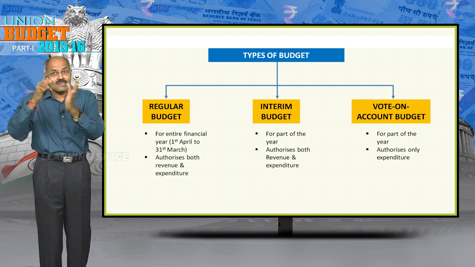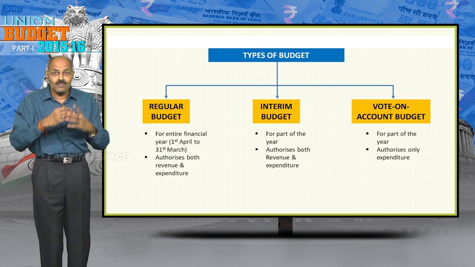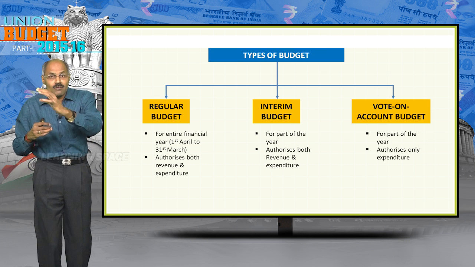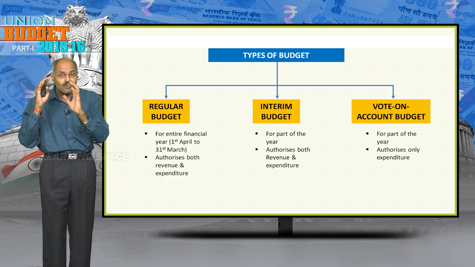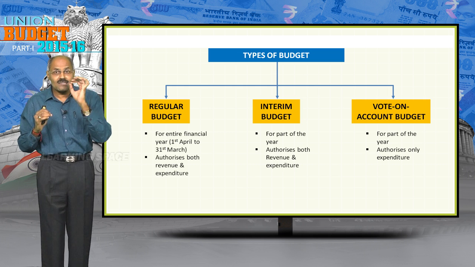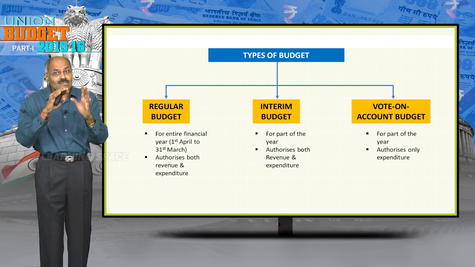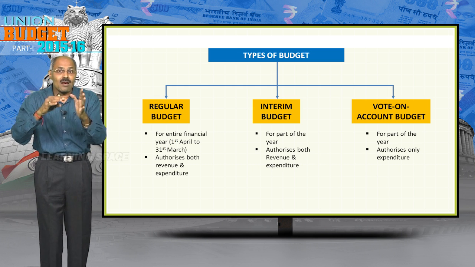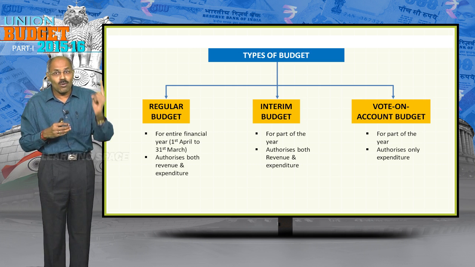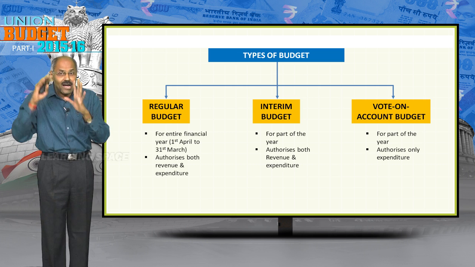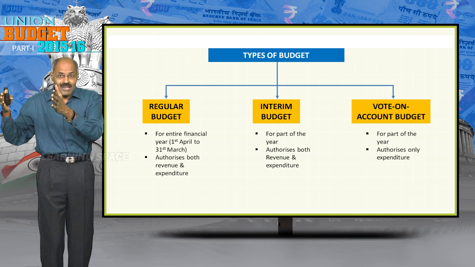Interim budget is just like regular budget, but it is for part of the year. Third point is vote on account budget. What is vote on account budget? Vote on account budget facilitates or permits only expenditure. It does not talk about new taxes or the revenue front. Vote on account talks about only expenditure. It authorizes expenditure for the period of 3 or 4 months.